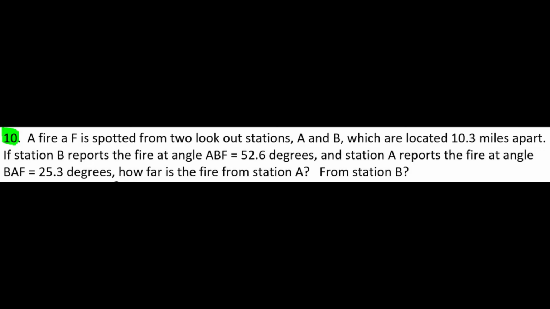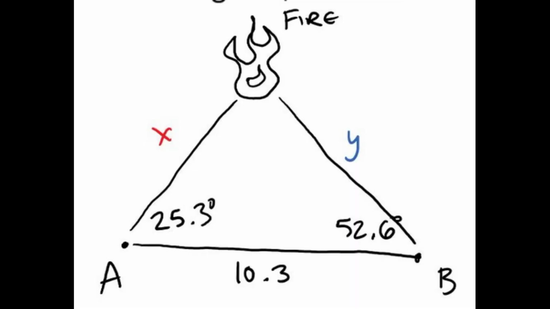It says there's a fire and it's spotted from 2 lookout towers, A and B, which are located 10.3 miles apart. If B reports the fire at this angle, and A reports it at this angle, then how far is the fire from station A and from station B? So I drew a picture, and if you don't draw a picture, good luck, because it's going to be hard. We have our fire and 2 stations. They give us 2 angles, and they give us a side length.